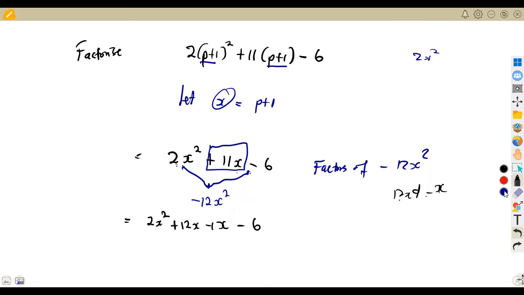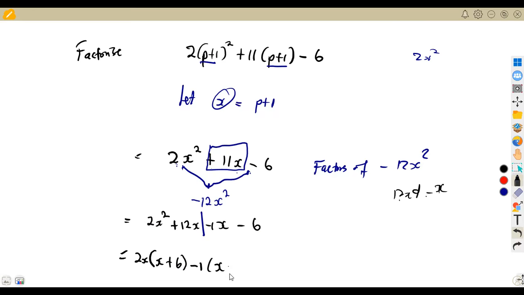So now we can factorize completely. For the first two terms, we're going to factor out 2x: 2x times (x plus 6). The last two terms, what is common? It's negative 1, so that means positive 6 and negative x... so we have minus 1 times (x plus 6).